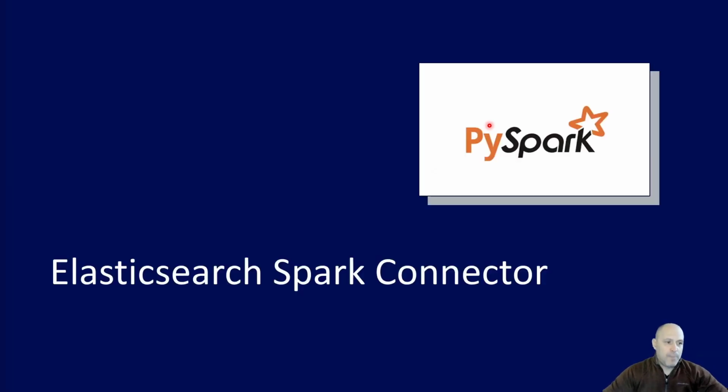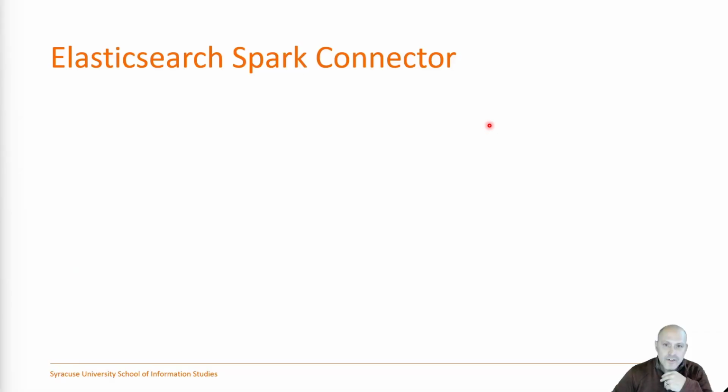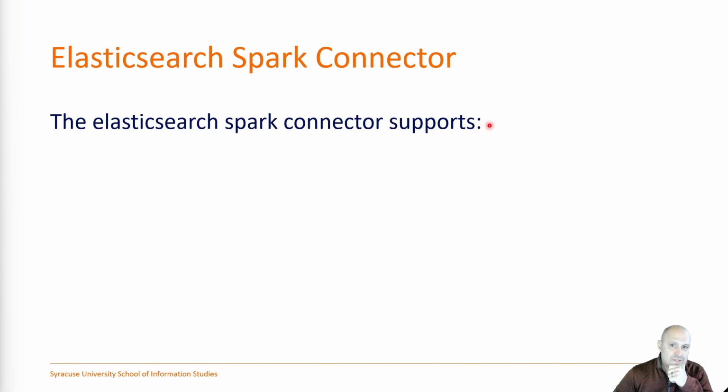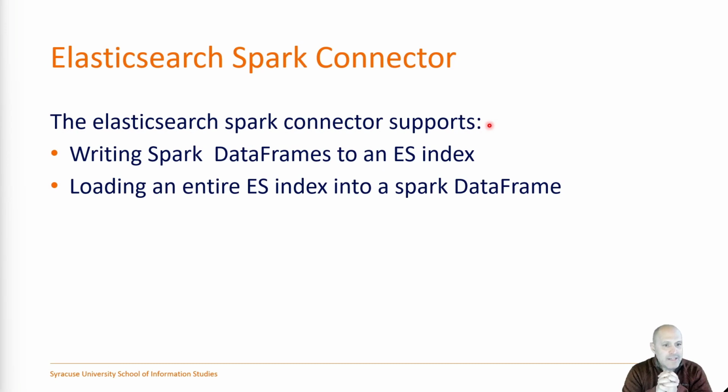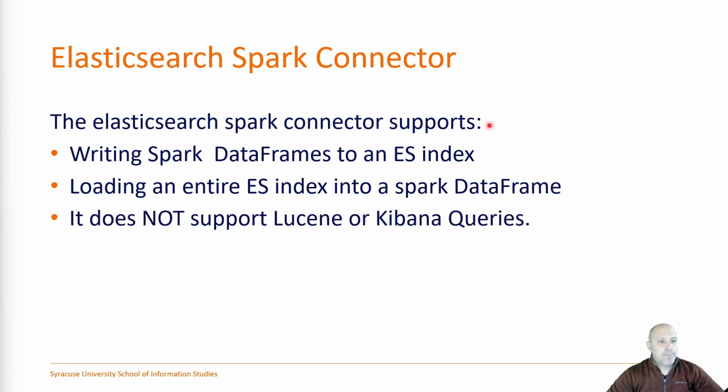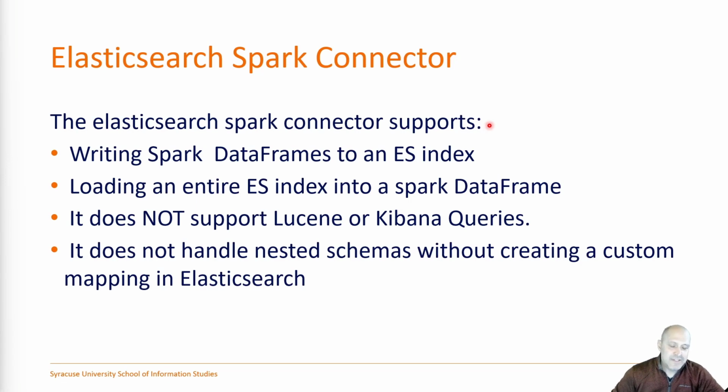Let's talk about Spark and Elastic. So there's a connector for Elastic. It allows us to write data frames to an Elasticsearch index. We can load an entire index into a Spark data frame. It does not support Lucene or Kibana queries. It does not handle any pass-through whatsoever. It does not handle any kinds of nested schemas without a custom mapping in Elasticsearch. So if you have nested mapping types or nested list types, those will not come in easily. So there are some limitations, okay?